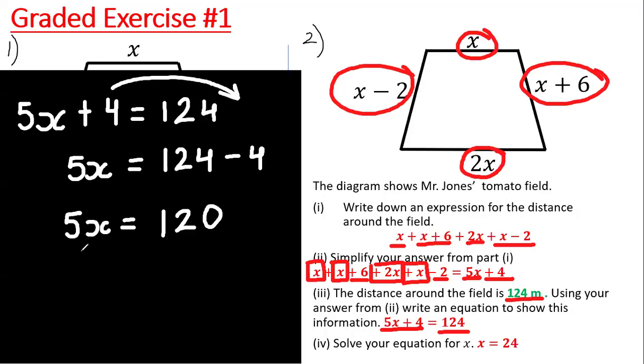Then we divide both sides by 5. So we have 5x divided by 5, and 120 divided by 5. Again, whatever is in front of the x, we divide by. Whatever is in front of the x, we divide by.